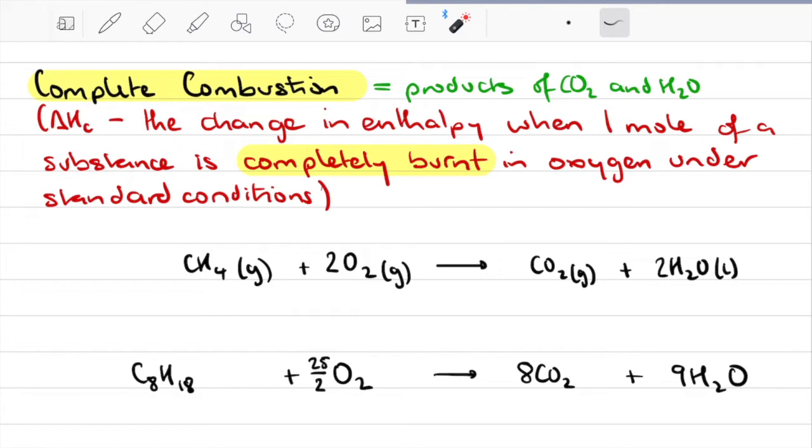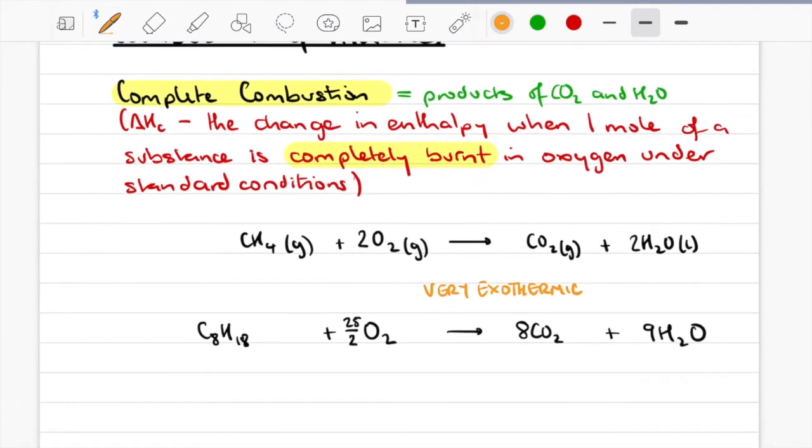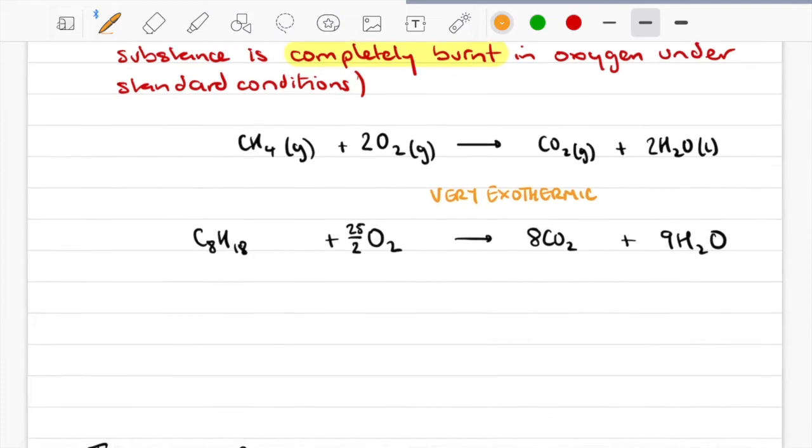So that's our complete combustion, pretty straightforward. The only other thing to say is that it's very exothermic. And that's useful because when we're talking about fuels, that energy being transferred is the energy that we're then going to use usefully. So it's very exothermic. So that's complete combustion. We've also got incomplete combustion.